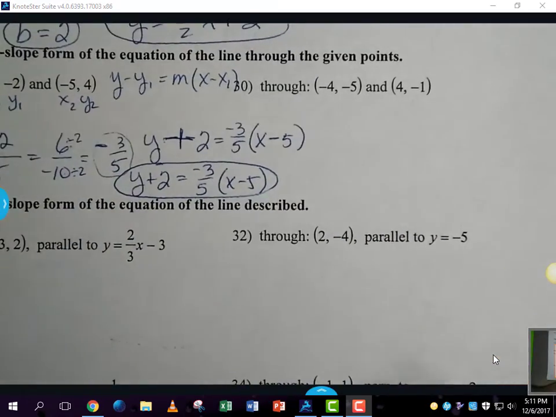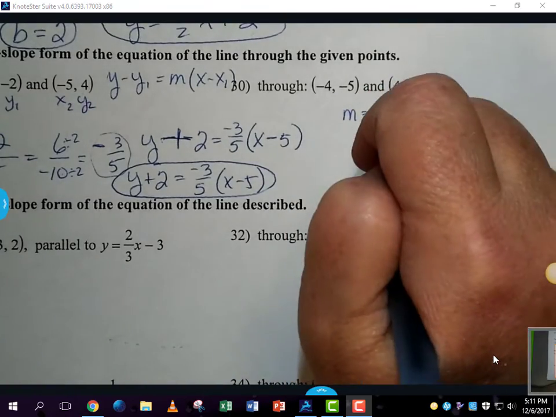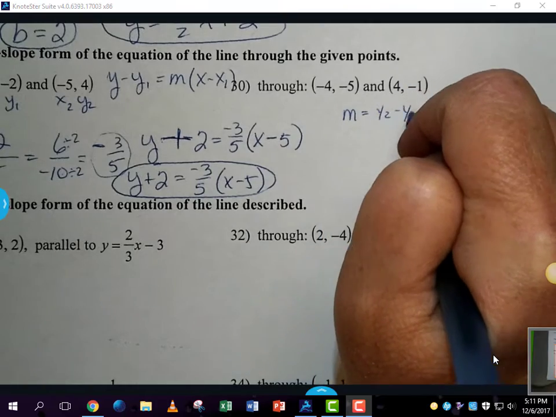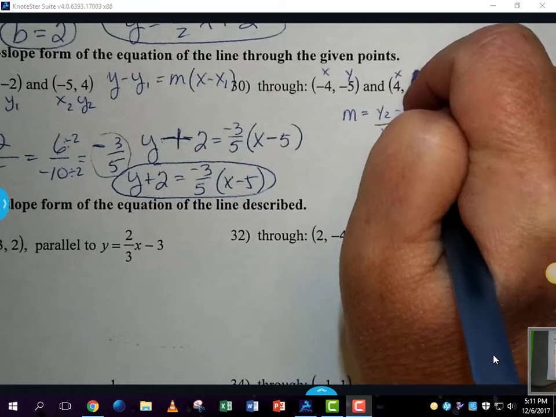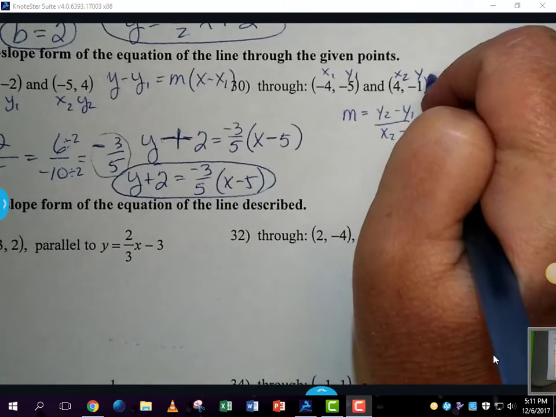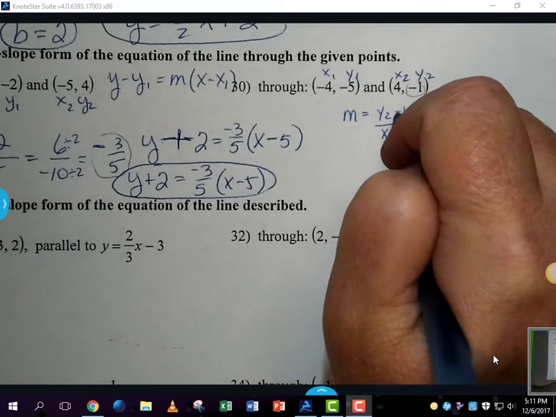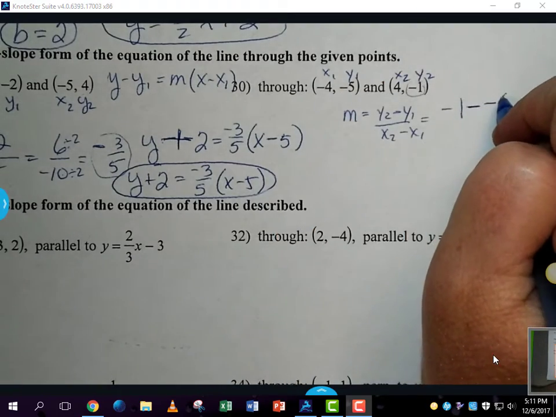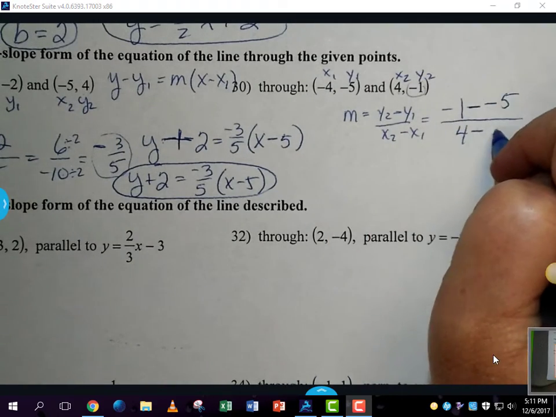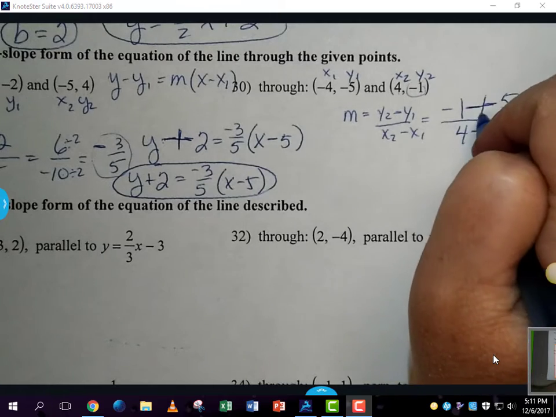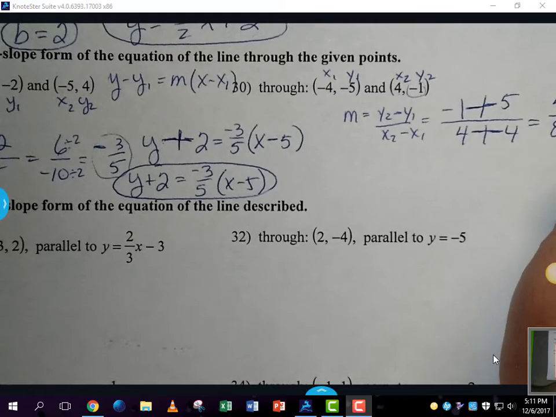Okay, number 30. Starting the exact same way, I have m equals y sub 2 minus y sub 1 over x sub 2 minus x sub 1. I have x y, I have x y, 1s and 2s. So I'm going to have negative 1 minus, right, from the formula, negative 5, divided by 4 minus negative 4. That's going to give me 4 over 8, which is 1/2.